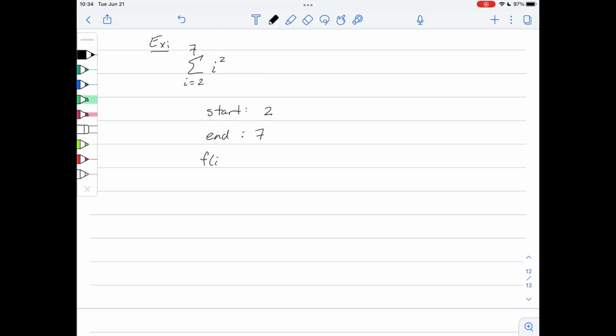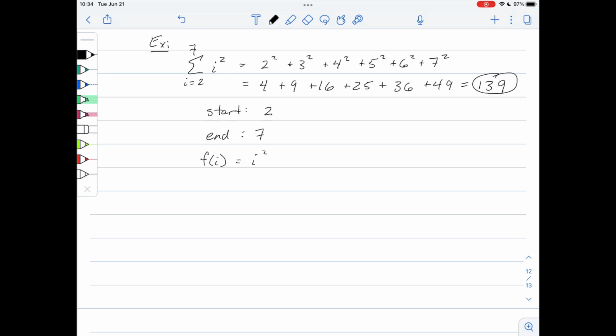So, we'll take a look at the sum from 2 to 7 of i squared. So, what's our starting point? We start at 2, we end at 7, because that's the one on top. And our function, we can think of this as f of i or f of x. Either way, it's going to be the thing that we put in, we're just going to square it. So this sum is 2 squared plus 3 squared plus 4 squared plus 5 squared plus 6 squared plus 7 squared. And by squaring it all out and simplifying, combining the numbers, we get 139.